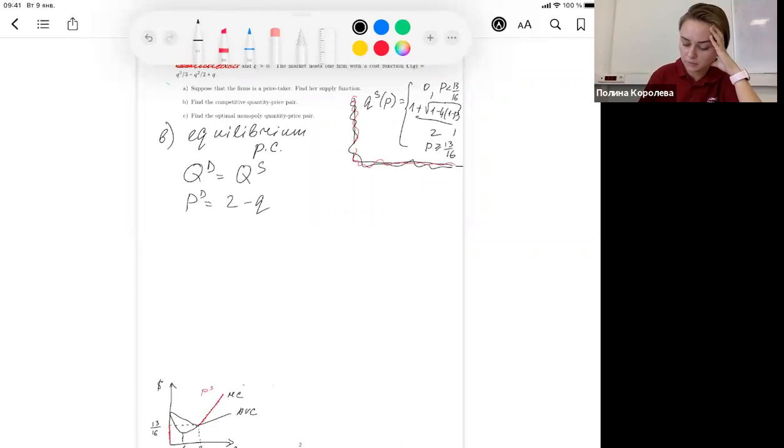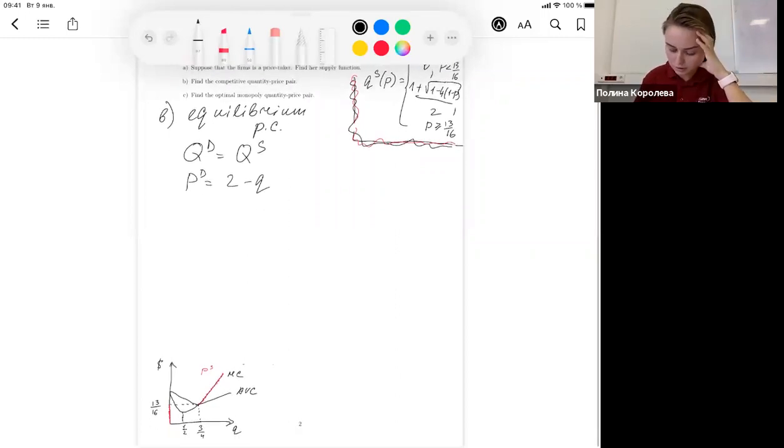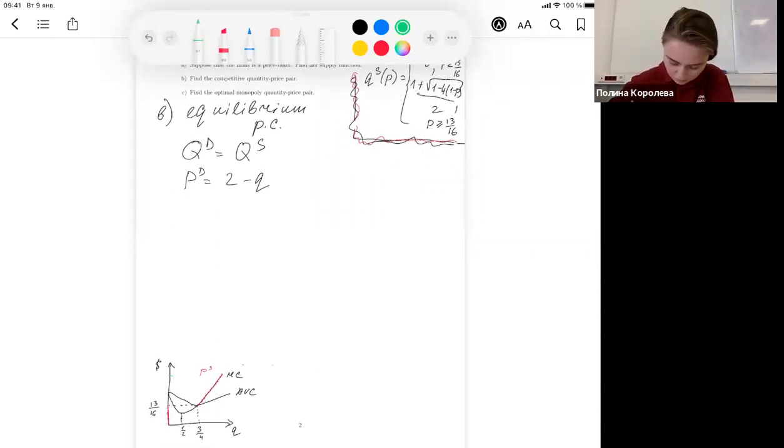But let us draw it on our graph. 2 minus Q is our quantity demanded, but as an inverse demand function. So here will be 2, and here will be 2. So this is the demand. And we see that it crosses our supply function somewhere where marginal costs have the upward part.